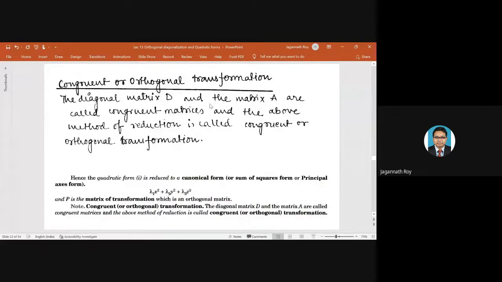Now this particular transformation is called congruent transformation, or it is also known as orthogonal transformation. If you get the canonical form from the quadratic form, this transformation is called congruent transformation or orthogonal transformation, because the matrix that you get is actually an orthogonal matrix.